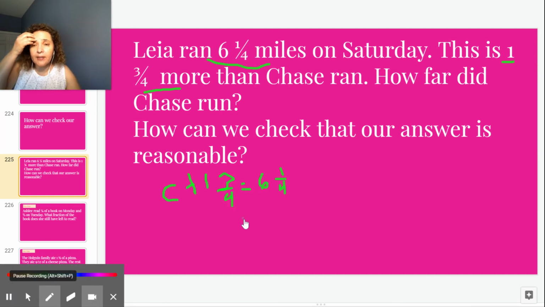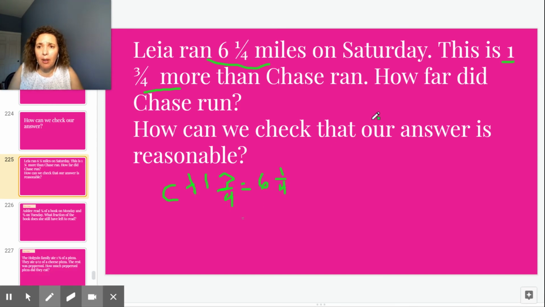Okay, so the way I see this, and there's a couple of different ways to look at it, but this is one way. If Leah ran 6 1/4 miles on Saturday, and this is 1 3/4 more than Chase ran, then Chase has to be something plus the 1 3/4, and that's going to give me what Leah ran, the 6 1/4, right? So if this is adding something plus this is 6 1/4, how can I find what this is? Right, by doing subtraction. So 6 1/4 minus 1 3/4. Go ahead and do that and see what you get.